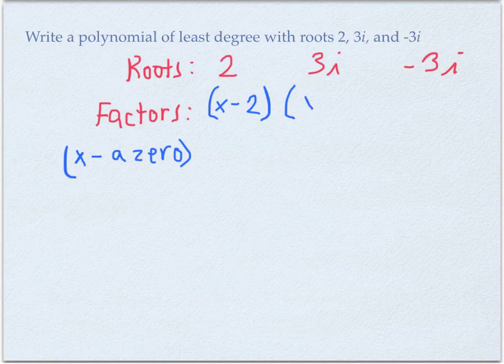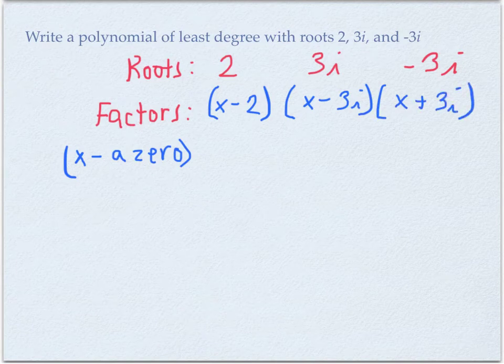In this case, x minus 3i and x plus 3i. So there are my factors. Now I want to get to a polynomial, so that means I'm going to have to multiply these together. So let's talk about how to do that. I think first of all I'm going to multiply these together, and let's just FOIL this out a little bit.